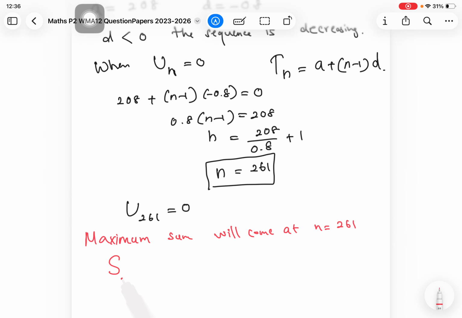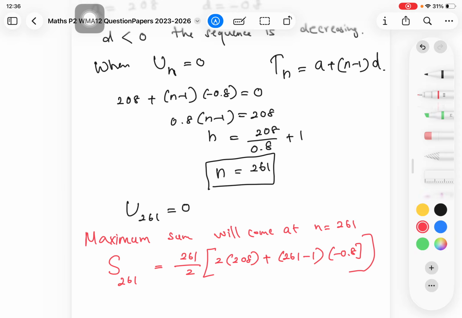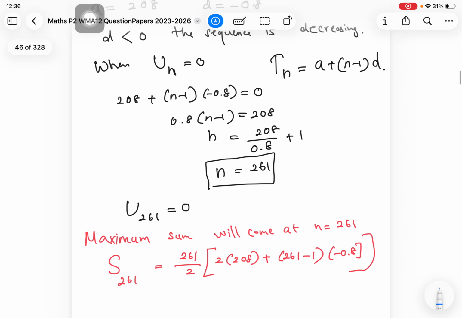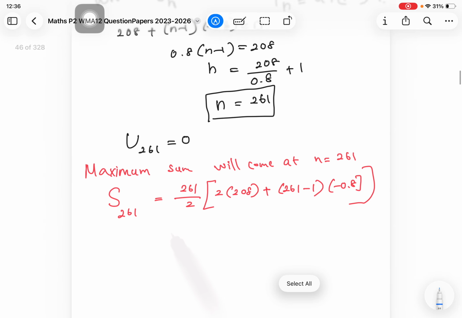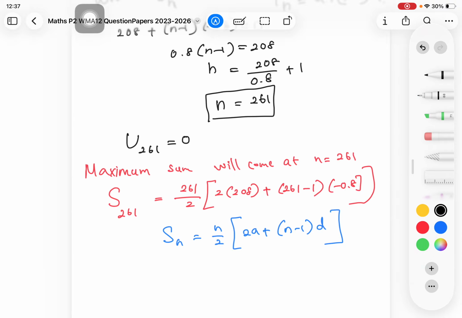So S261 equals 261 divided by 2, bracket 208 plus... 2a plus n minus 1 times d. If there's anyone who doesn't know that theory, let me quickly write that up. That is Sn equals n divided by 2 times 2a plus n minus 1 times d. This is how we get that.